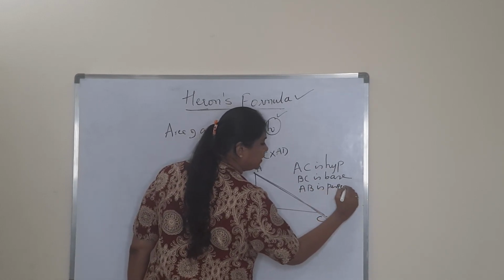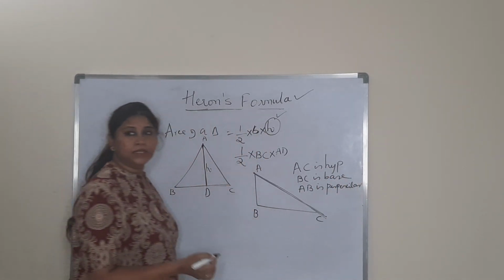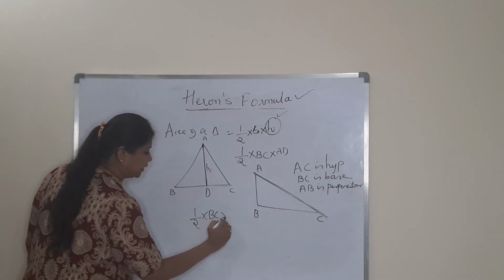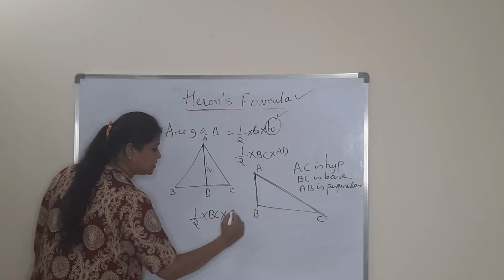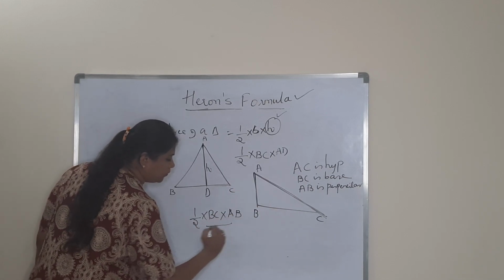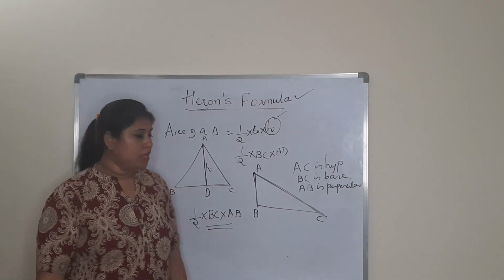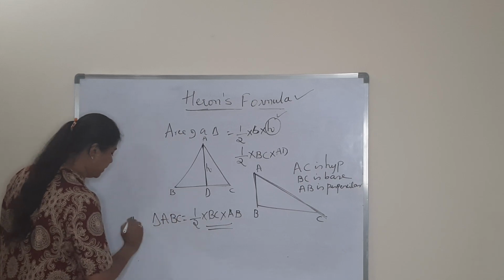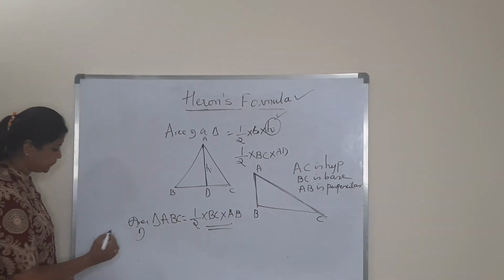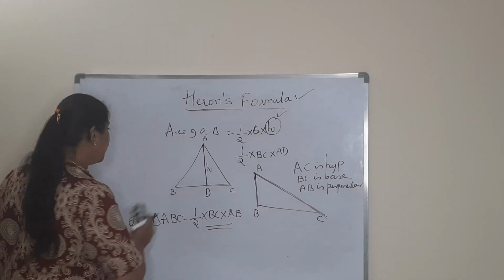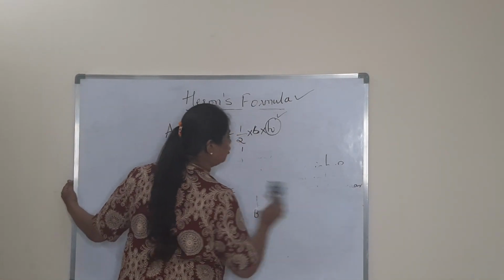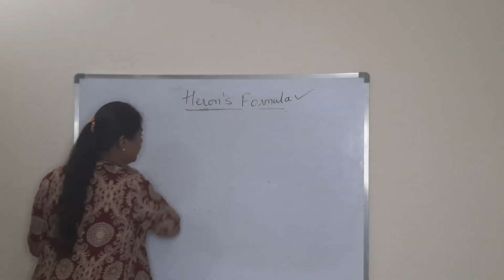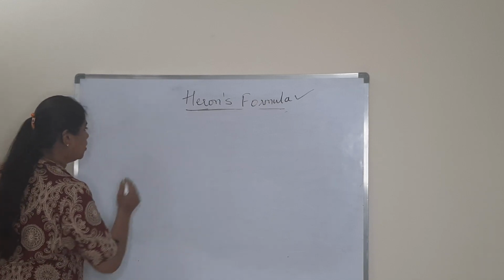So you have to remember one thing, that you have already revised it, but I am revising you again. Half into base is your BC. So height will be the perpendicular always in the right angle triangle. In the right angle triangle, always your height is taken as a perpendicular. Okay? So this is how you get the area of a triangle ABC in a right angle triangle. Next, we are going to see how you get the area for an obtuse angle triangle this time. So we have seen the acute angle triangle, we have seen the right angle triangle, we are going to see the obtuse angle triangle.